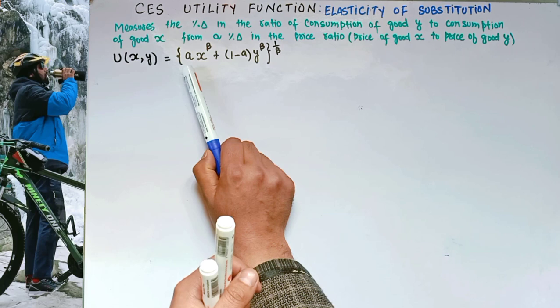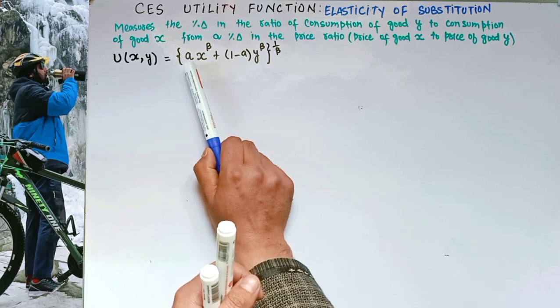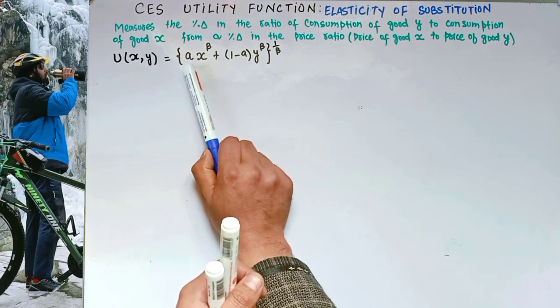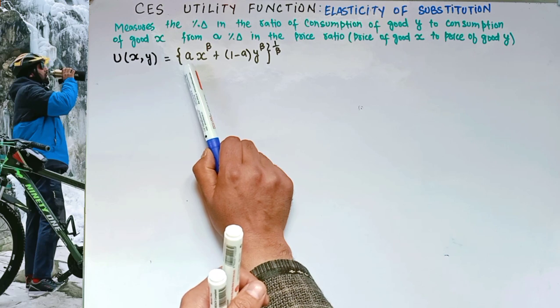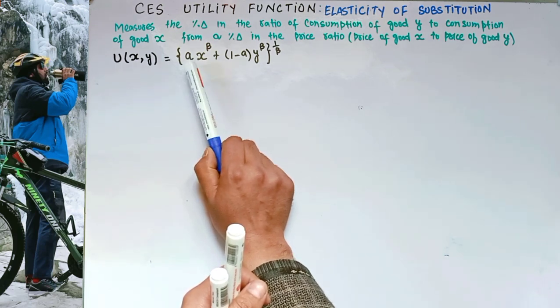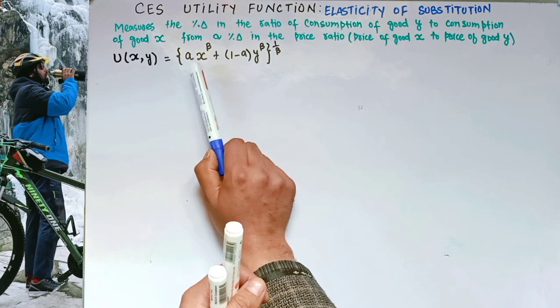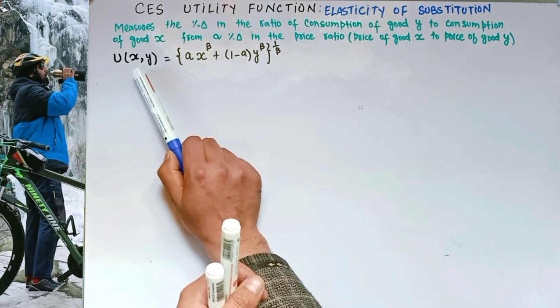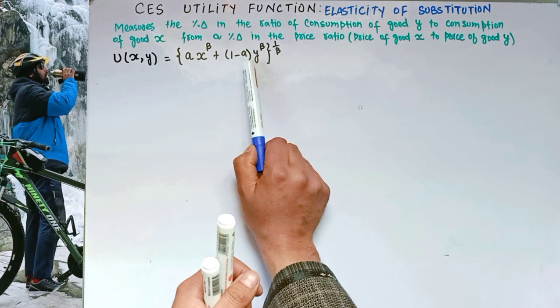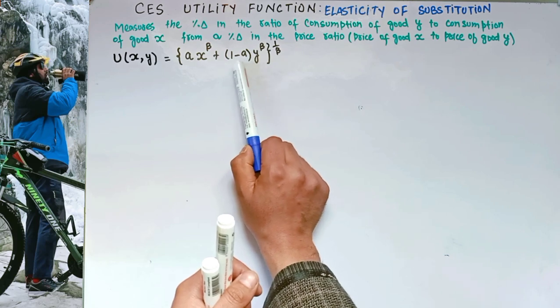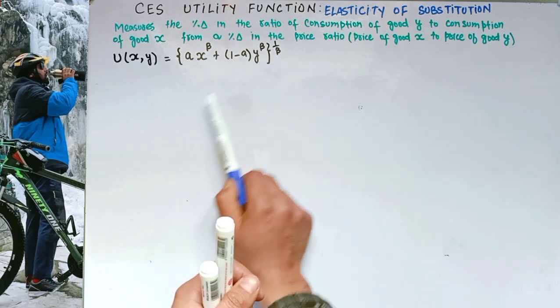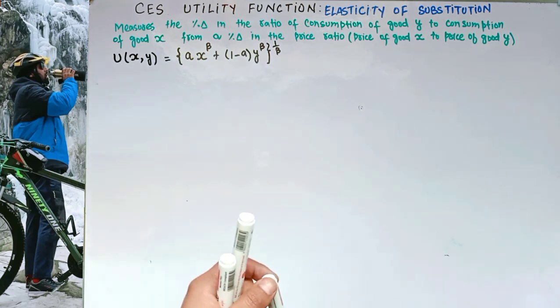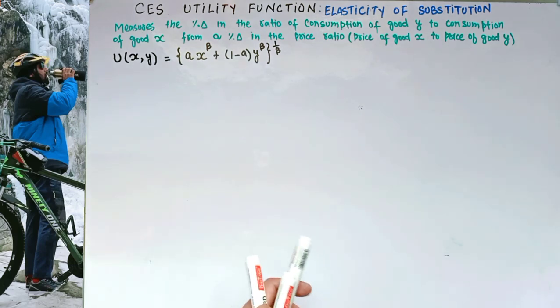Here this A denotes the share factor, or we can also say it is the distribution factor. It simply shows us the share of utility derived from the consumption of good X, and this 1 minus A denotes the share of utility derived from the consumption of good Y. This beta is our substitution parameter. Now, how do we find the elasticity of substitution?